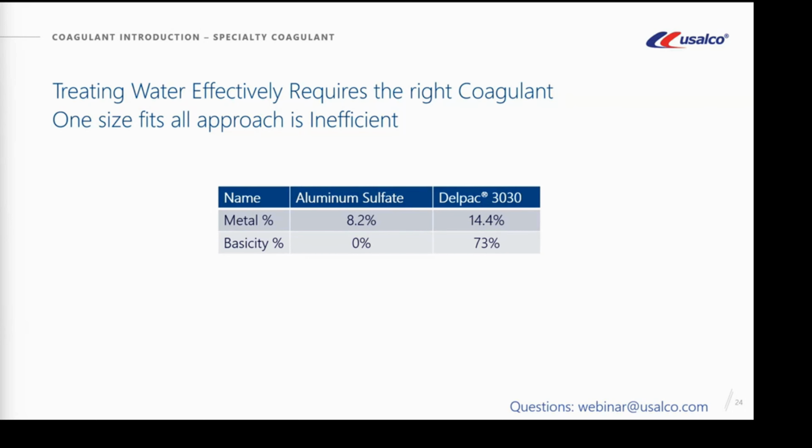As you can see, the metal for alum is at 8.2%, which is like the active ingredient that causes the reaction, while the DelPAC 3030 is at 14.4%. The metal concentration being used to generate the reaction is 75% stronger than the aluminum sulfate, which drives the overall efficiency of the coagulant.